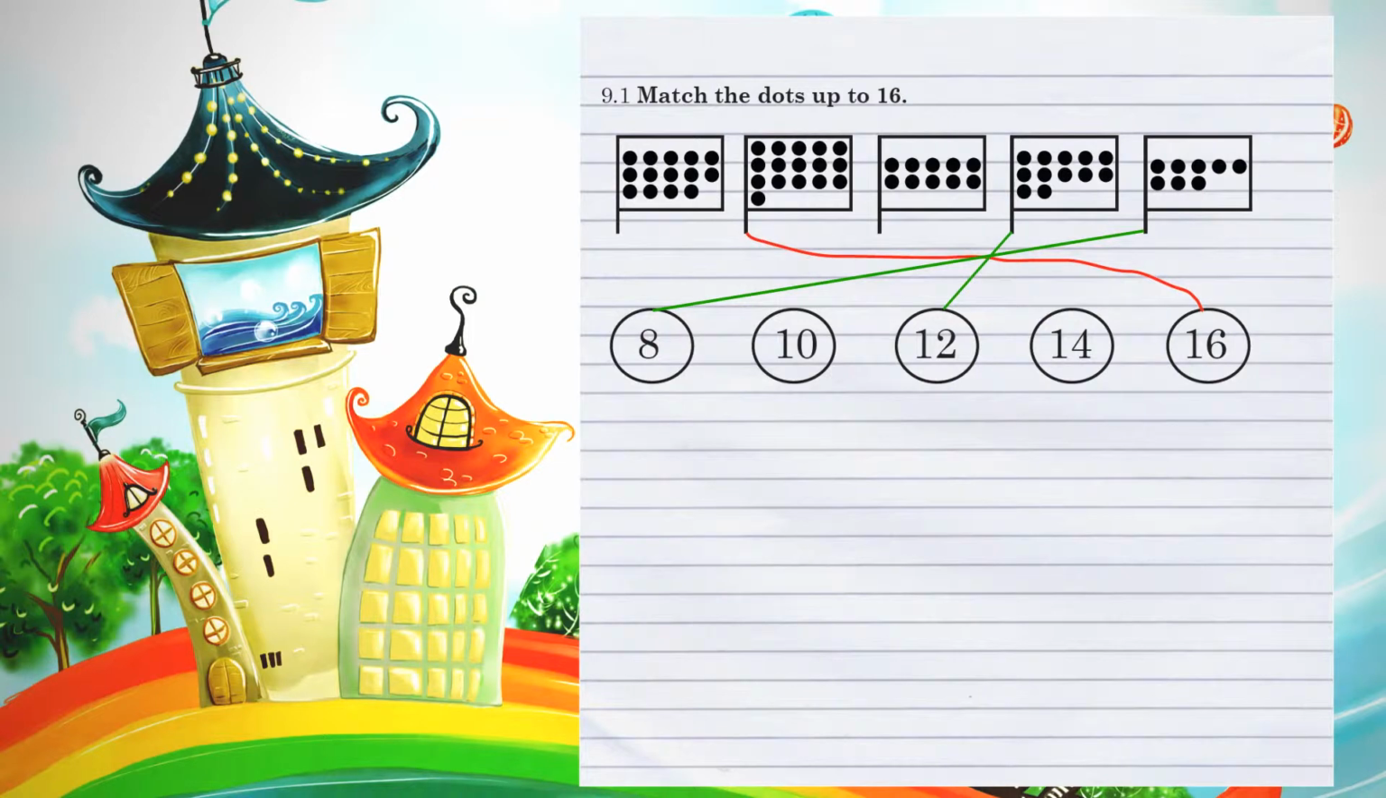Which number is your 14? That is your 1 and your 4. So draw a line to it. Let's look at this box. We have 5 and 5 again. We now know that that is 10. So which number is your 10? Draw your line to your 1 and 0.